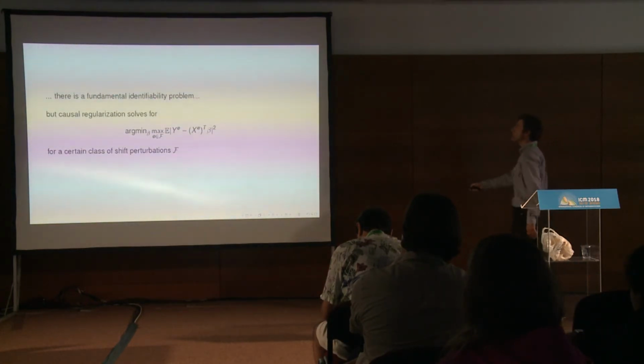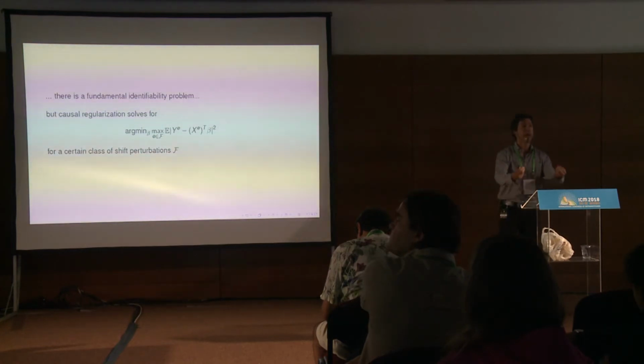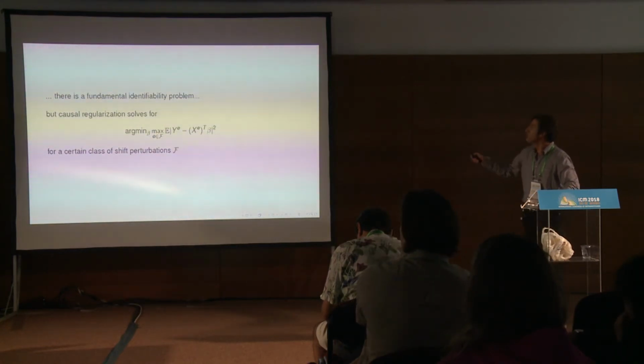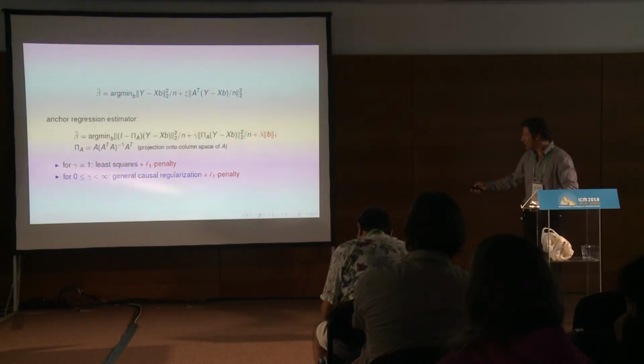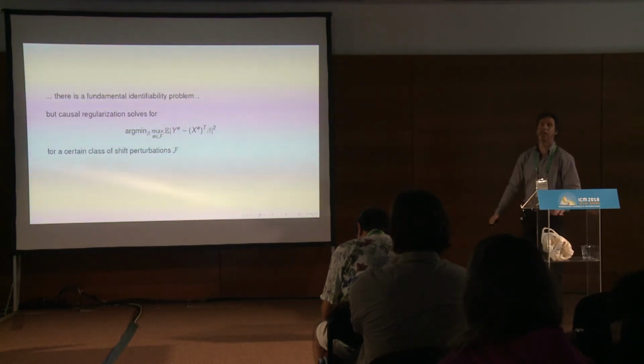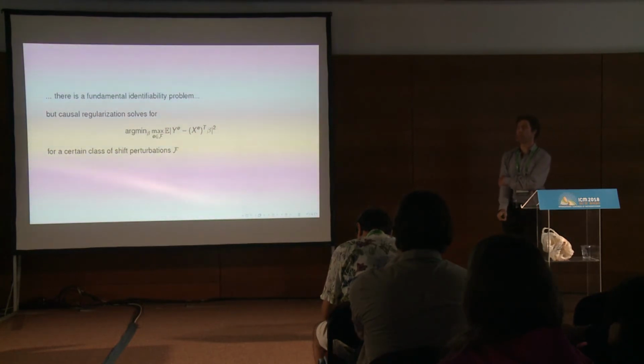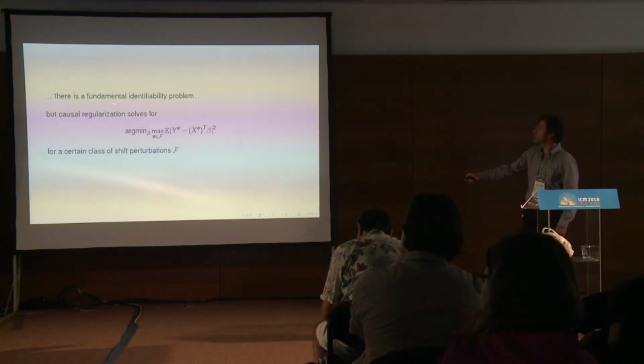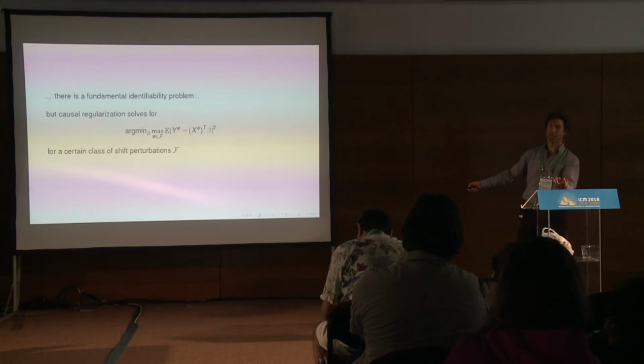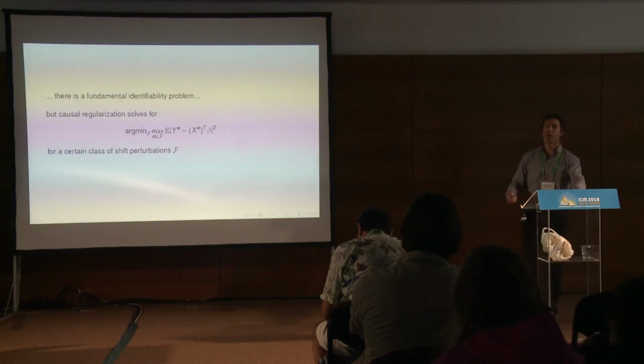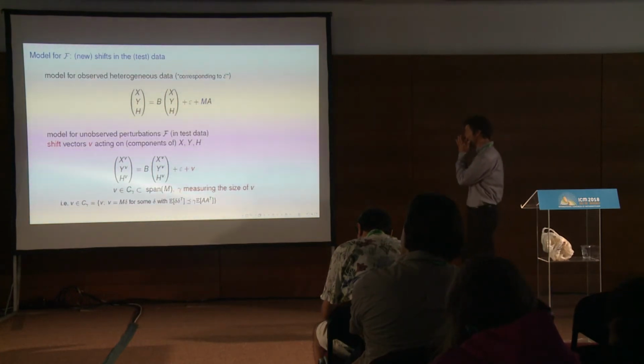Well, I told you before, there's a fundamental identifiability problem. I cannot infer the causal parameter, but this causal regularization here actually solves a worst-case risk optimization problem over a certain class F. And what is the class? The class F are shift perturbations. So what are they? So here is the definition.